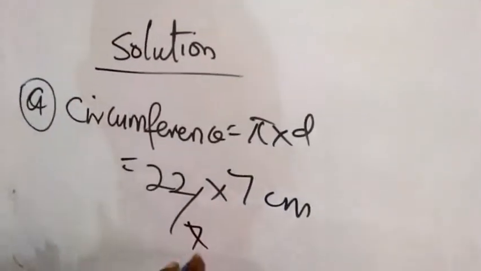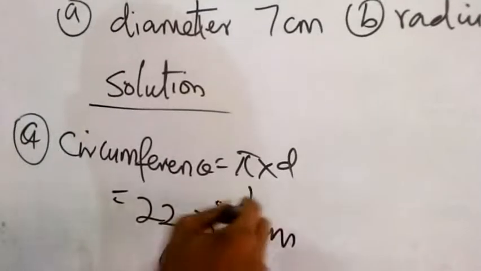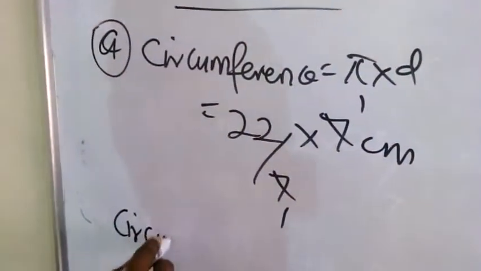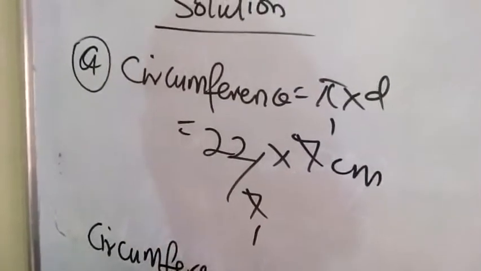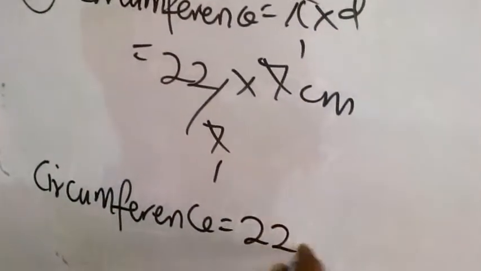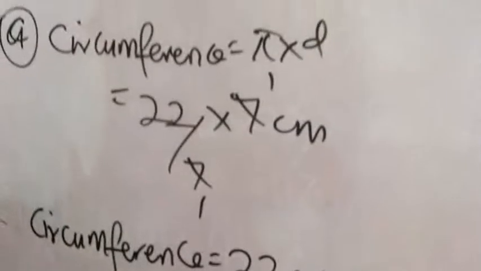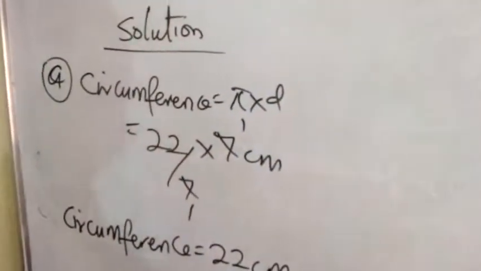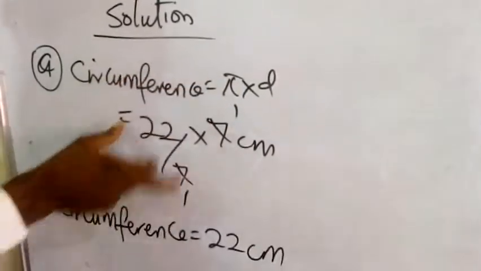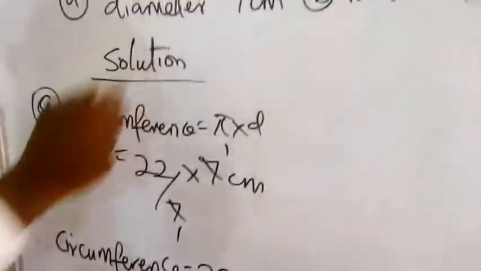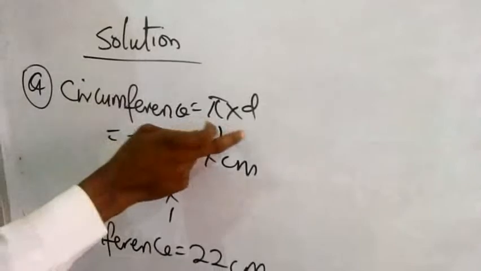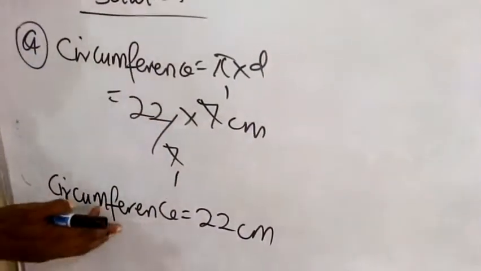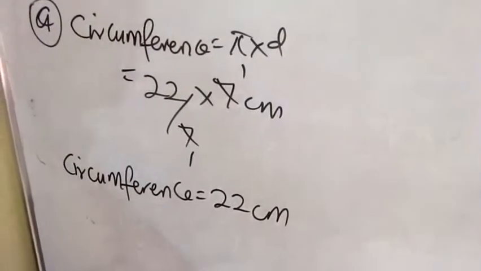At this point, 7 into itself is 1, 7 into 7 is 1. So we have a circumference as 22 cm. We apply the formula pi times diameter as our circumference of the circle, where pi is 22/7 and our diameter d is 7 cm. So we have 22/7 times 7. 7 will cancel 7, we are left with 22. So our circumference is 22 cm.